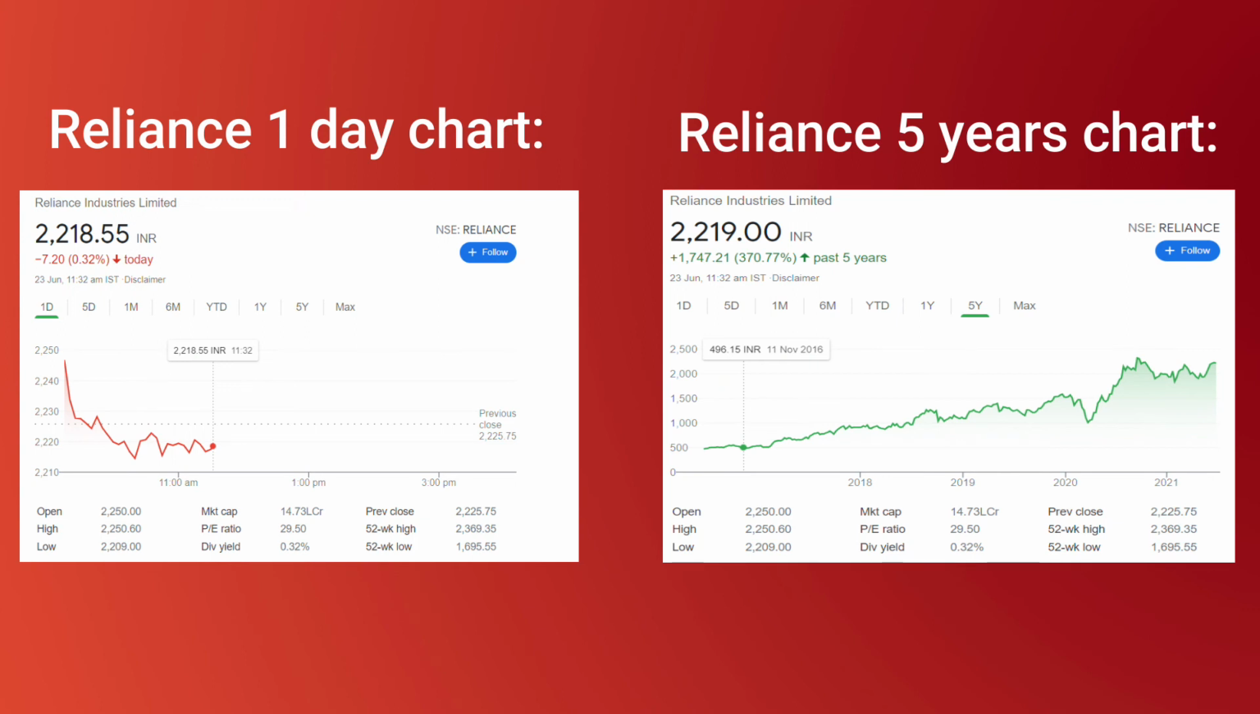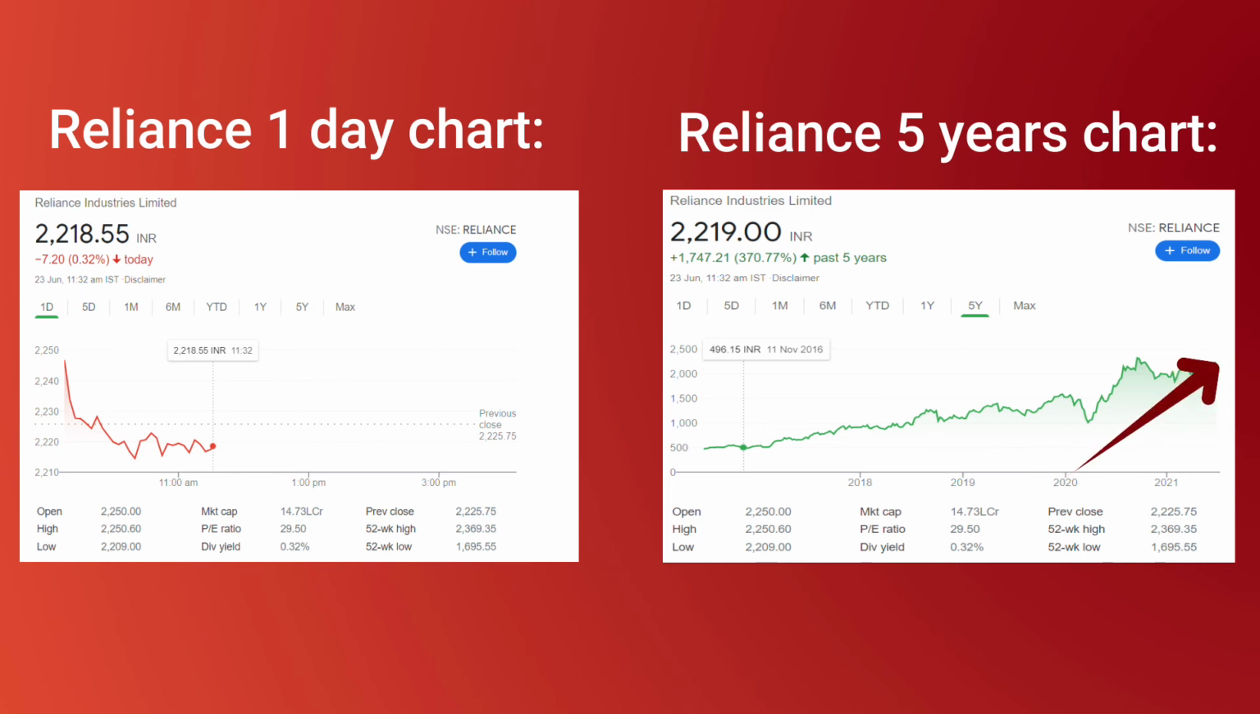If you see this chart, this is a chart of Reliance Industries. One is a one-day chart, another is a 5-year chart. As you can see, in the one-day chart, the stock went down. So if you had invested here, you would obviously have suffered a loss. But now, look at the 5-year graph of Reliance. You can see that the graph is going up, right? Even if there are some drops in between, the stock has gone up from 400 back in 2016 to 2200 at the current time.